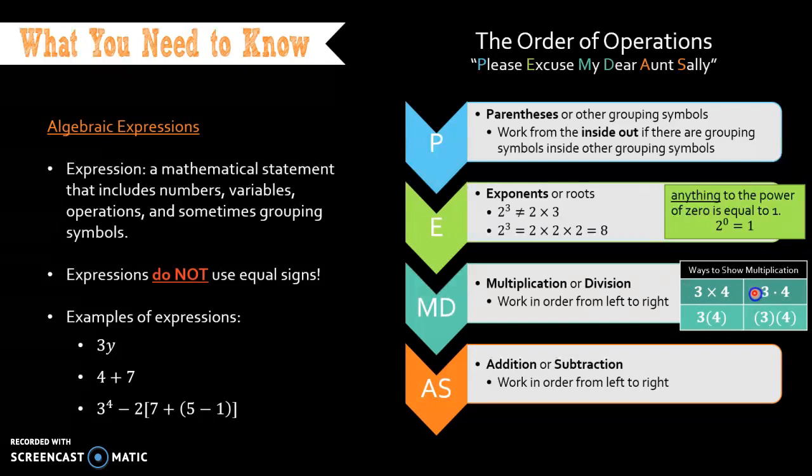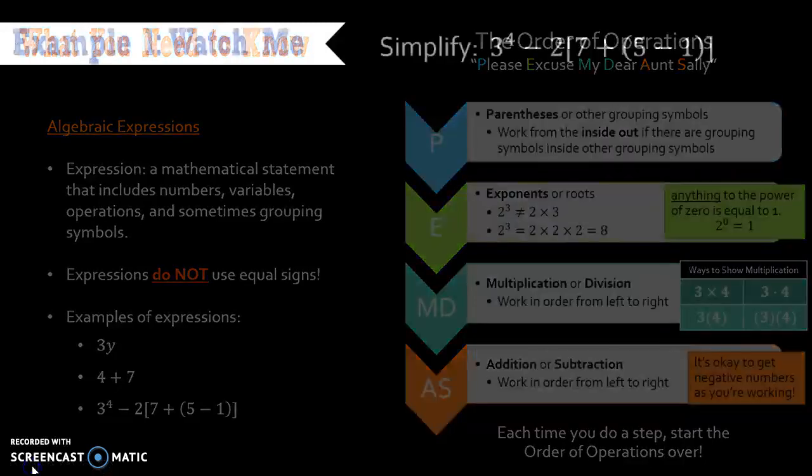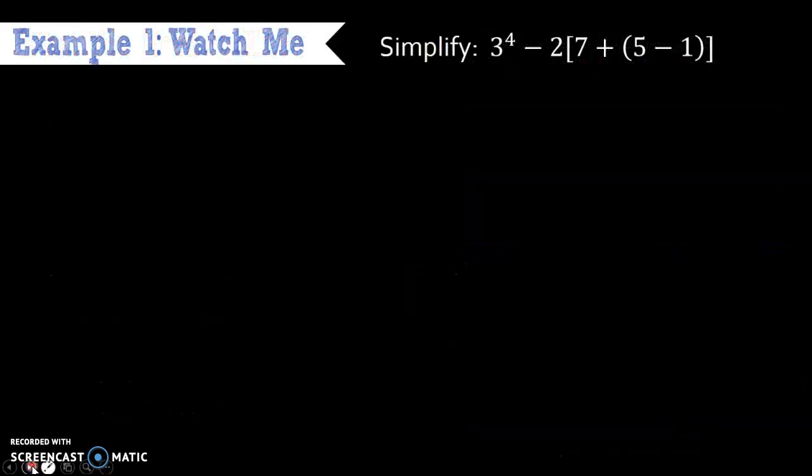You can use a dot, 3 times 4. You can also just push the numbers together using parentheses to separate them. You could also put both of the numbers in parentheses. These are all ways to show multiplication. The next step in the order of operations is any addition or subtraction, and we're going to work that in order from left to right. It's okay to get negative numbers as you're working through. Every time you do a step, you need to go back up to the top of the order of operations and start over. Let's do an example together.